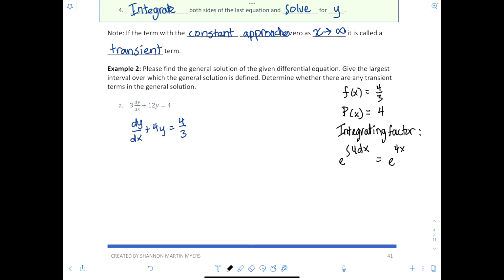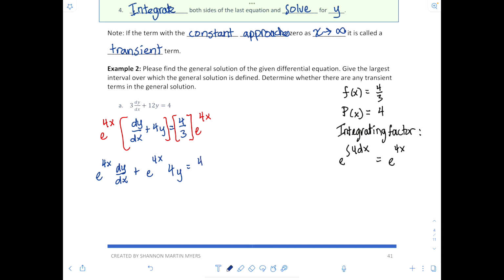Right, beautiful. Now we multiply it in. So we multiply both sides by our integrating factor, which was e raised to the 4x. And then we will have e to the 4x dy dx plus e to the 4x times 4y equals 4/3 e to the 4x.